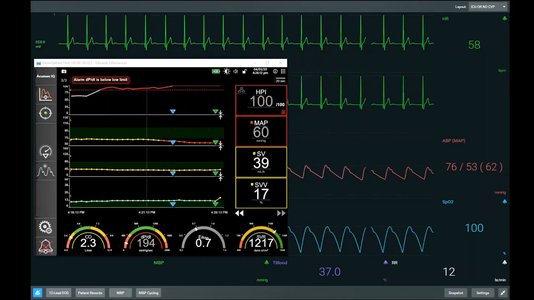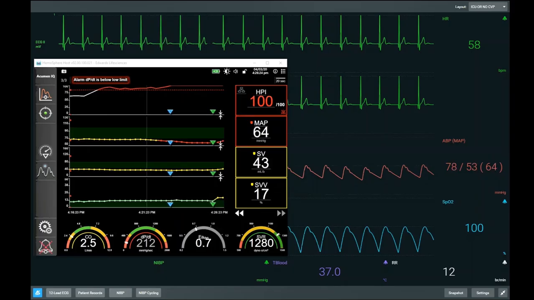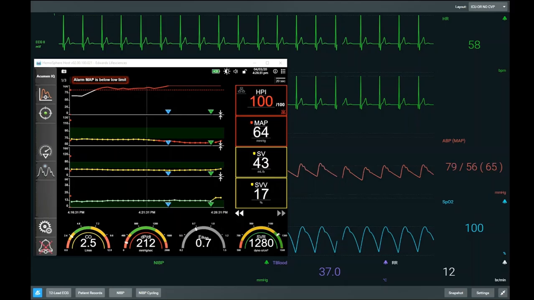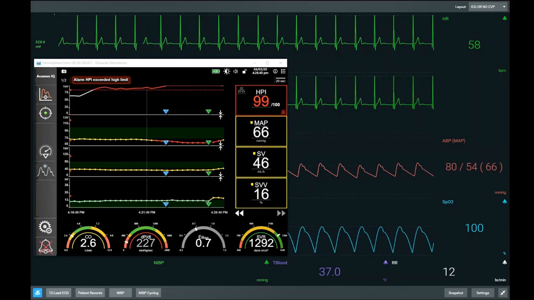So the ephedrine bolus is now just going in, and we should start to see some effect in the next 30 seconds or so. And there it goes, our stroke volume has now started to increase, gone from 37 up to 43. And our dP/dt has also started to increase, now at 212. So giving that bolus of ephedrine, that beta stimulation, that positive inotropy has improved contractility, which has improved stroke volume and mean arterial pressure, and that increase in contractility is reflected by an increase in dP/dt.